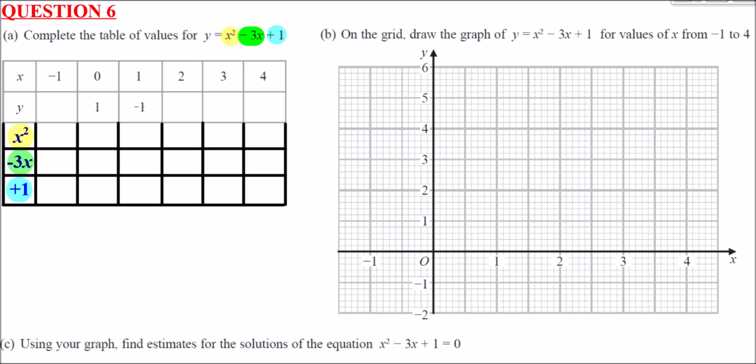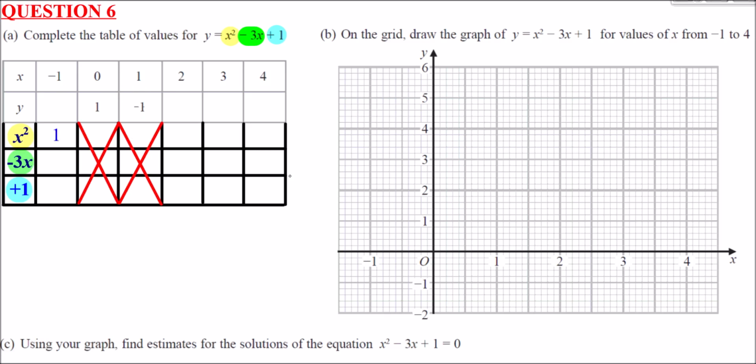So for each x value individually, let's just work out what x squared is. When x is minus 1, x squared is minus 1 times minus 1. Minus times minus is positive, so x squared is going to be positive 1. Over here, by the way, 0 and 1, 1 and minus 1, these coordinates have been given for us, so we can just cross out these. We don't need those. So x squared for this first one is going to be positive 1. That one and that one we don't need.